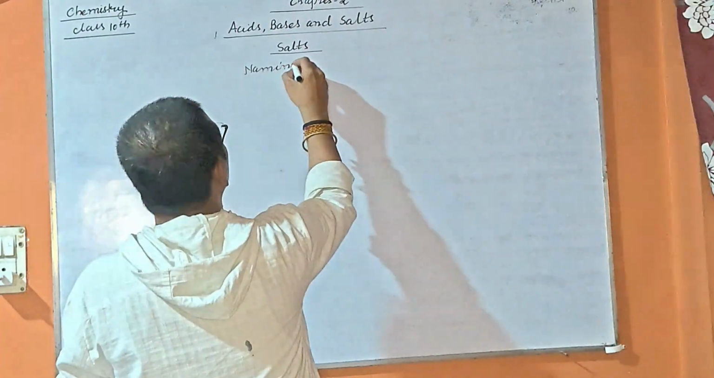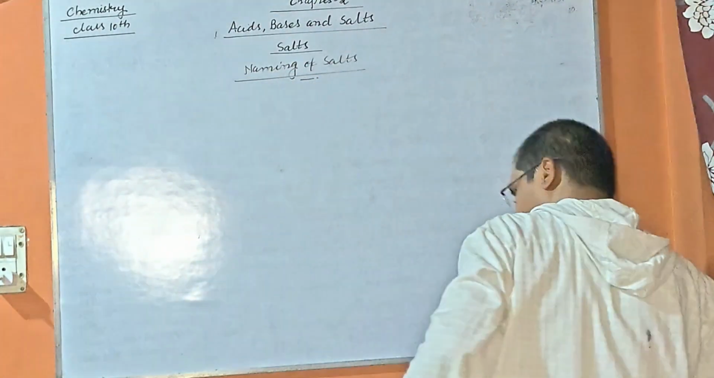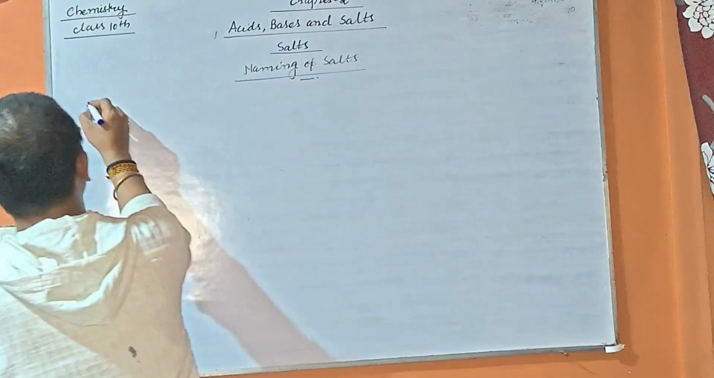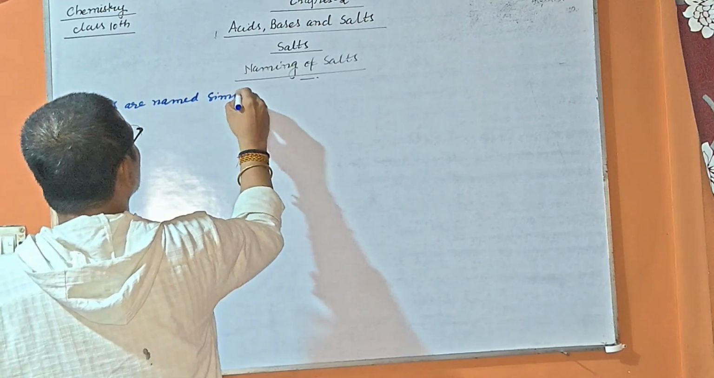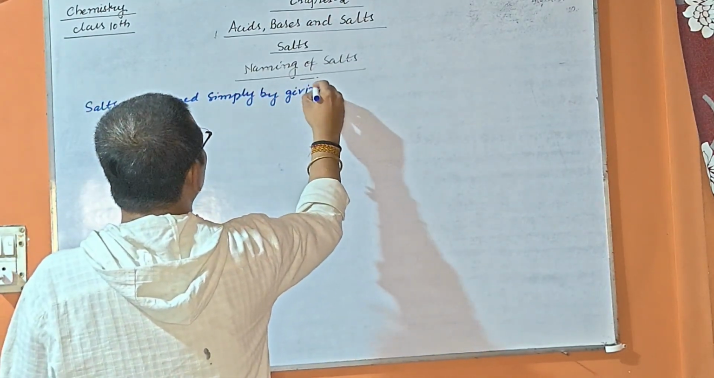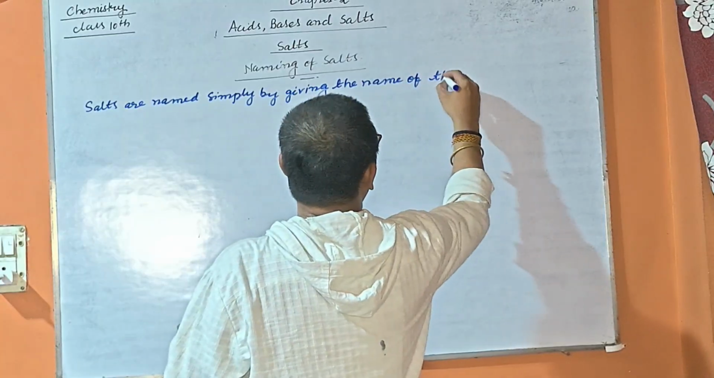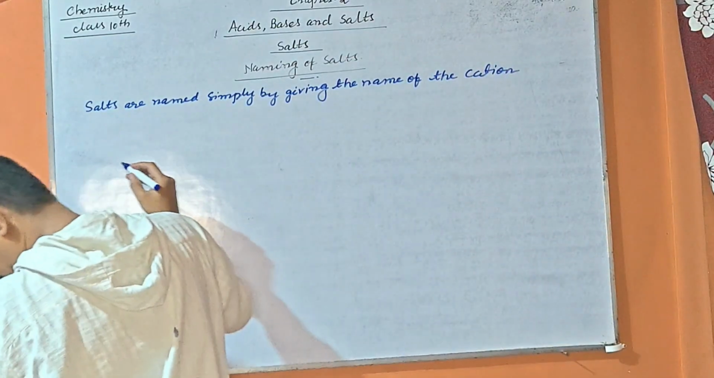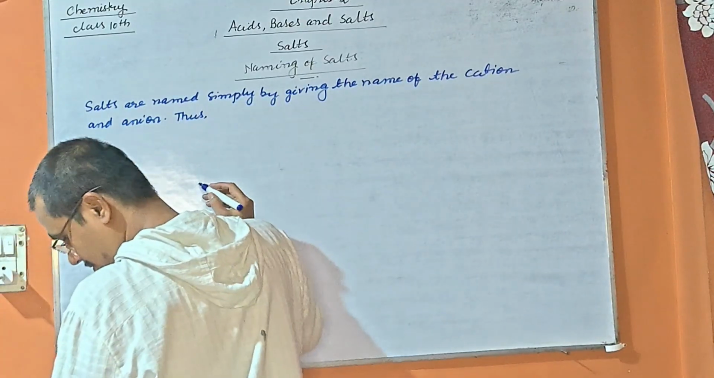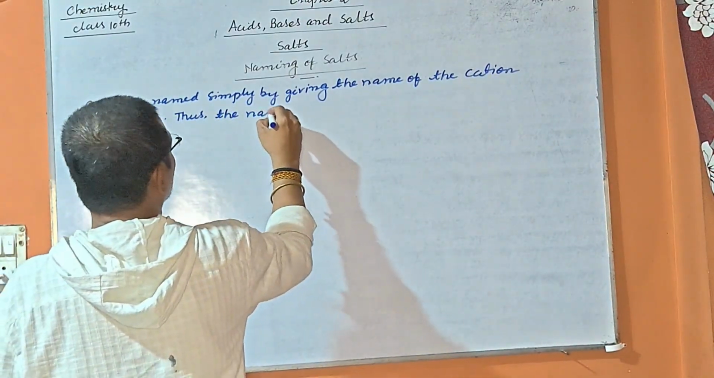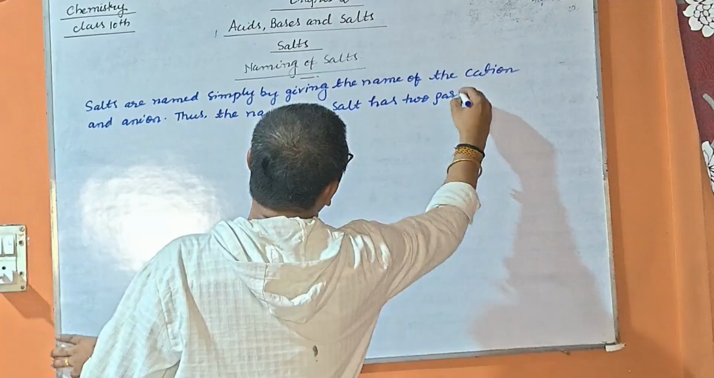Naming of salt. Salts are named simply by giving the name of the cation and anion. Thus, the name of a salt has two parts.